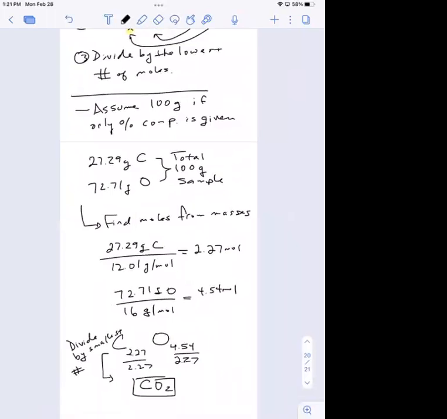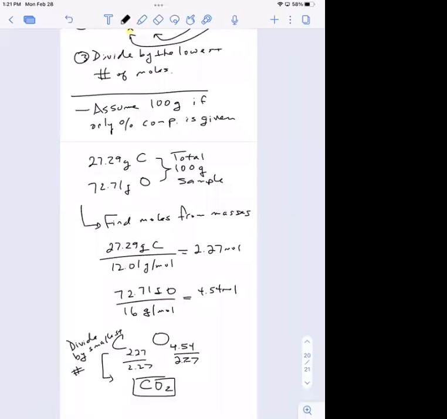Right. So for problems like this, when you're given the percent composition, you're going to have to first convert that into grams. And the way you do that is to assume that the sample is 100 grams because your percentages all have to total up to 100. All right. Any questions about that? All right, let's do another one.